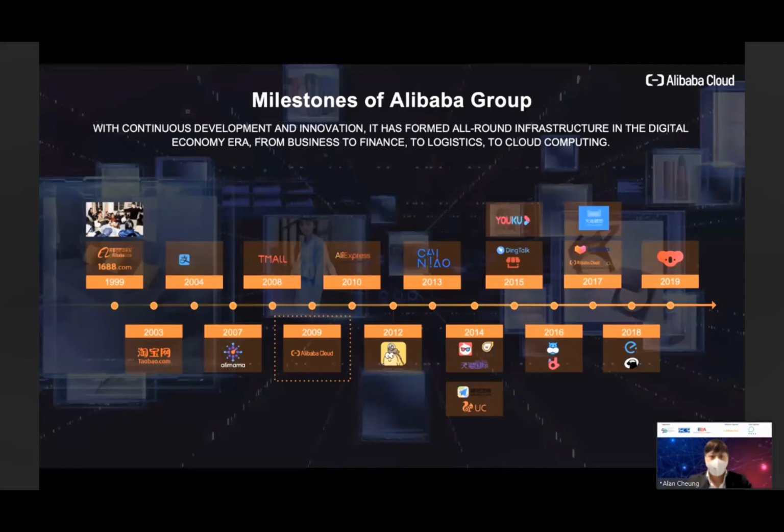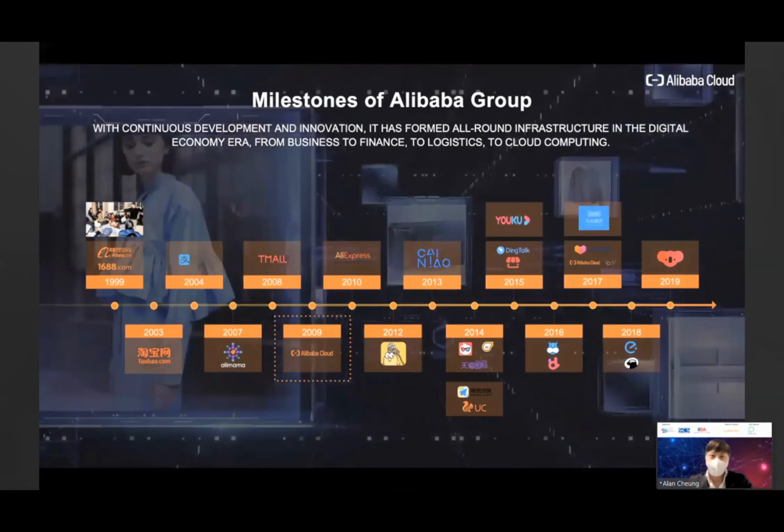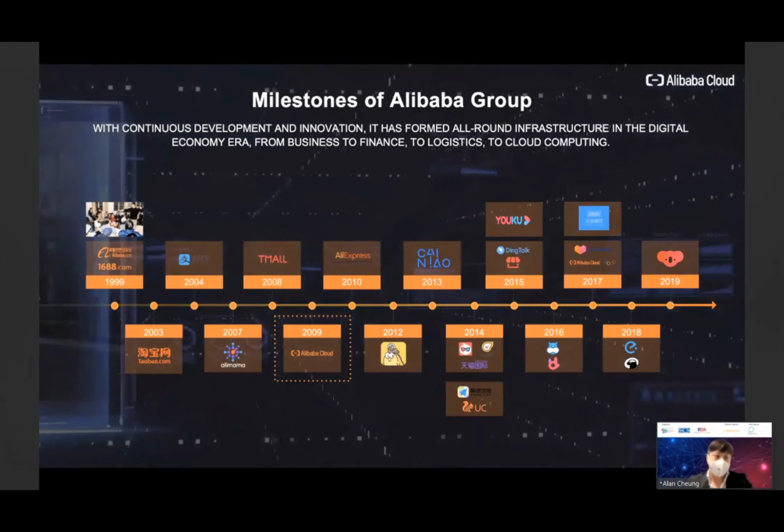Right. So this is a timeline of milestones of the Alibaba Group. It started from 18 people led by Jack Ma in 1999. Over the past 22 years, it has been doing a lot of different development and innovations, and it has formed an all-round digital economy, from business to finance, logistics, and also cloud computing. So it's been evolving, and I don't think Alibaba Group itself will stop this kind of evolution and transformation. I give you a little background that Alibaba Group, since the beginning, has been divided into many different businesses and industries, through both digital and offline as well.